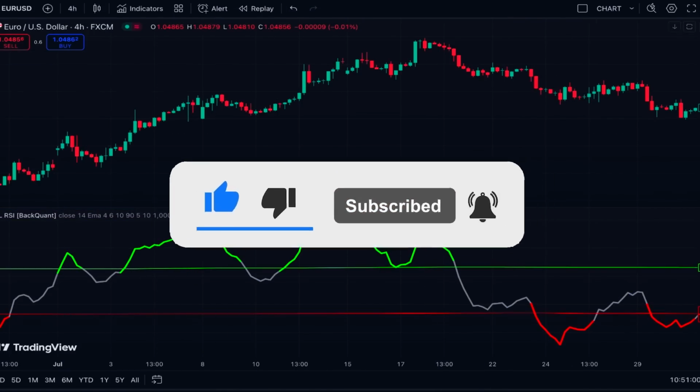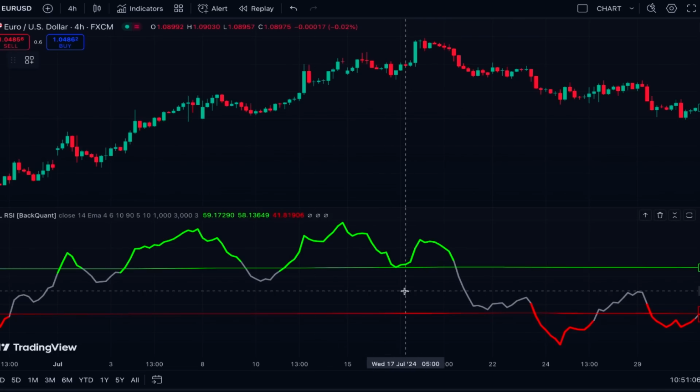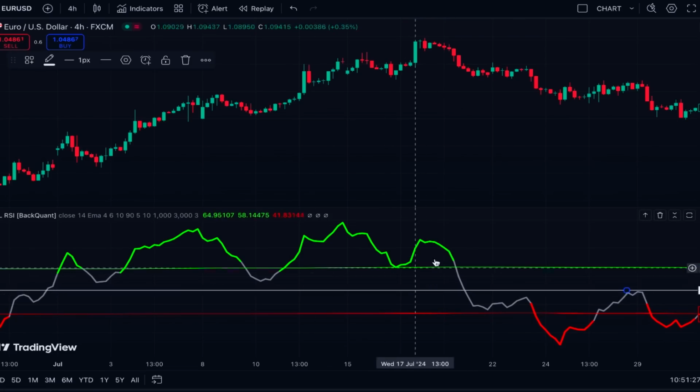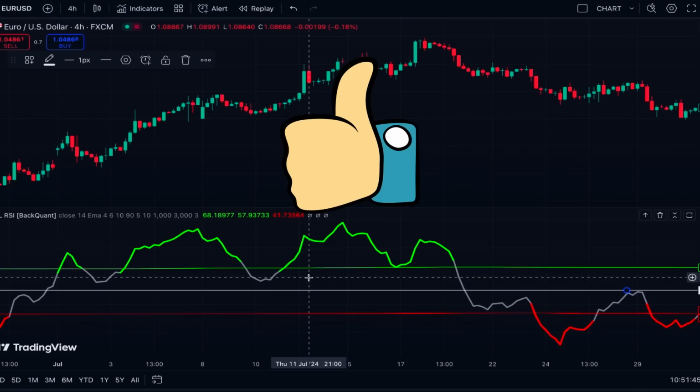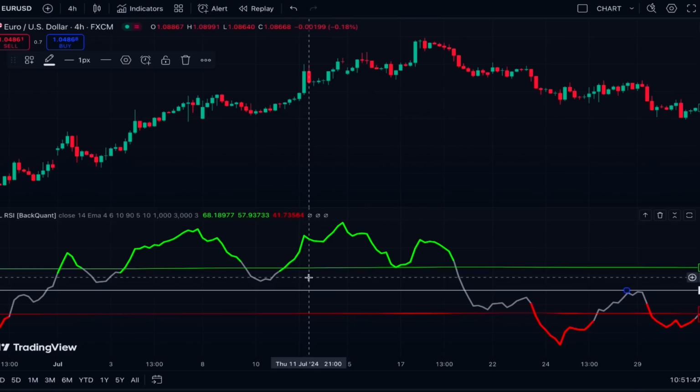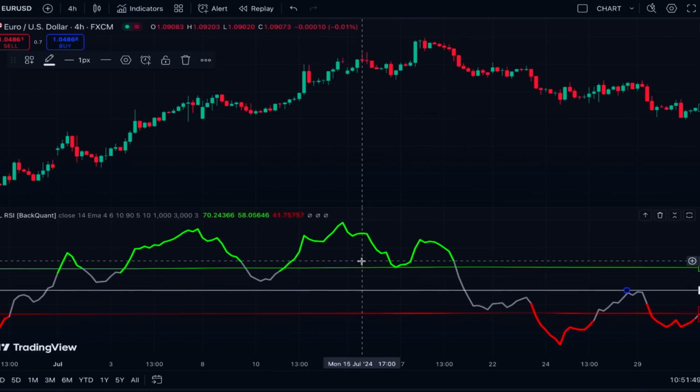First, let's add a horizontal line here at the 50 level so we can easily track the crossing of the RSI line above or below the center line. As you know, RSI has different use cases. One of them is trend identification, and this new RSI does it much better than the traditional RSI because here we have considerably less noise, so we have fewer false signals.